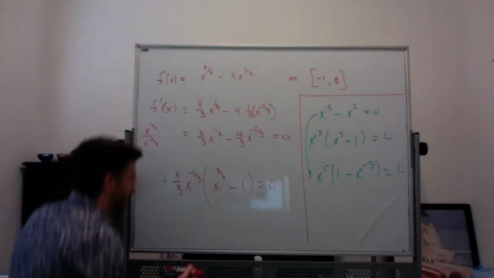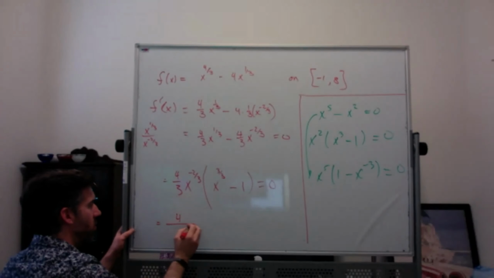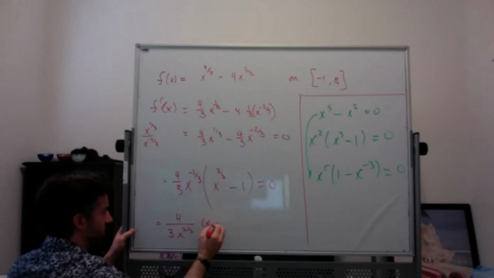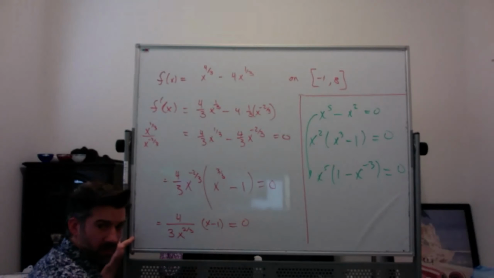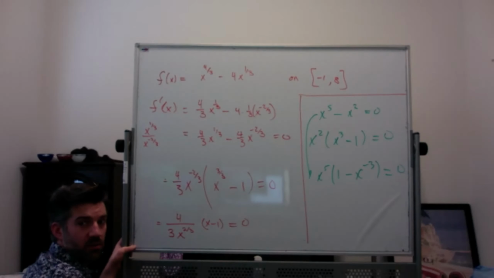Okay, so here's what I've got. And I'm going to rewrite this. I've got 4 over 3 times x to the positive 2/3 times x minus 1. All right, what's a critical value of this? What's going to make this equal to 0?